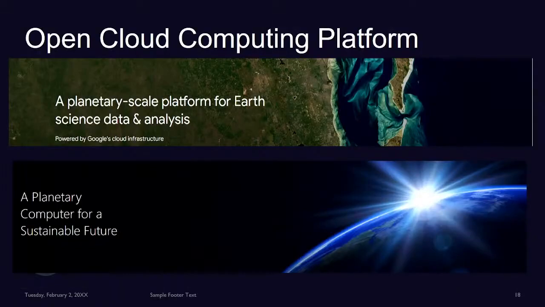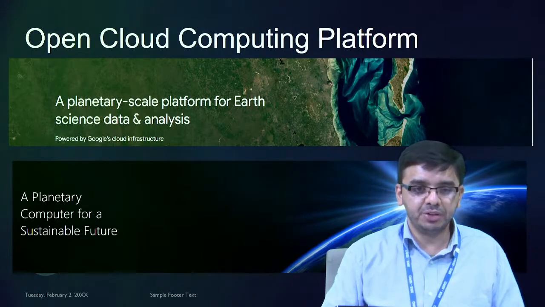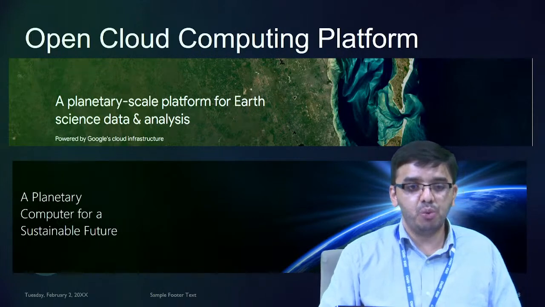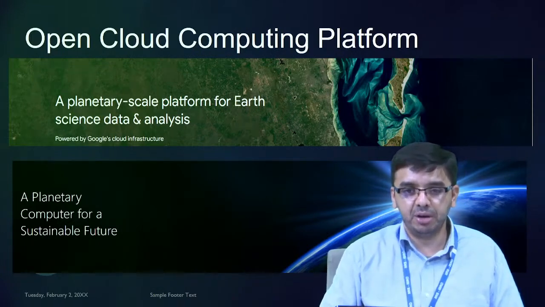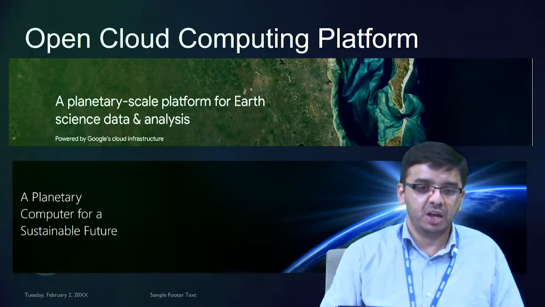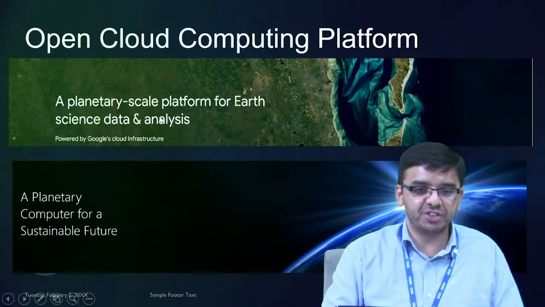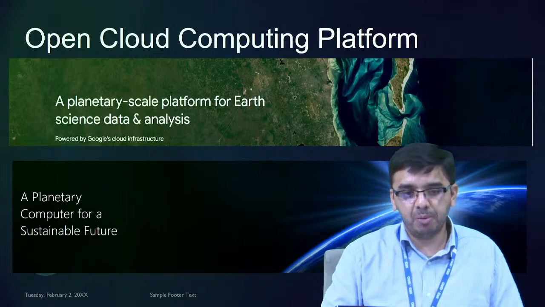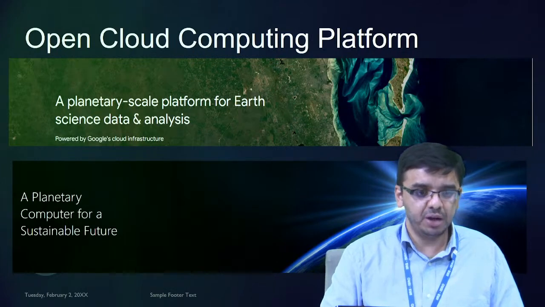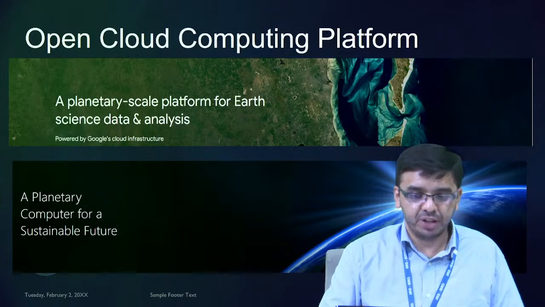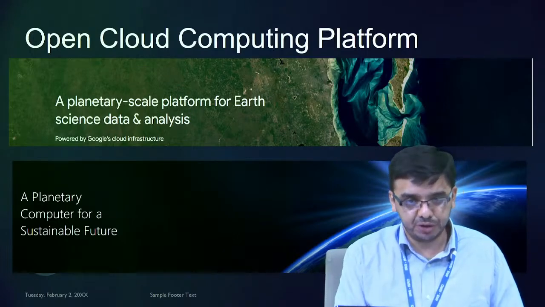Now this is about remote sensing. Because today's topic is image processing on open cloud platforms, I will be discussing 2 open cloud computing platforms that are available, which we will categorize as software as a service. One is Google Earth Engine, a planetary scale platform for earth science and data analysis, powered by Google Cloud's infrastructure. And second is the Microsoft Planetary Computer, a planetary computer for a sustainable future.